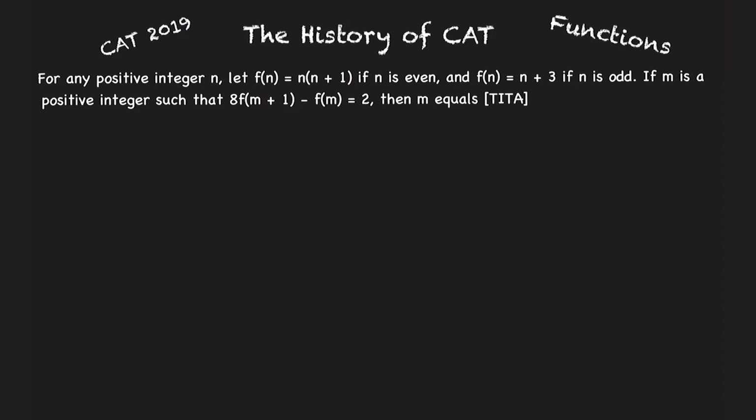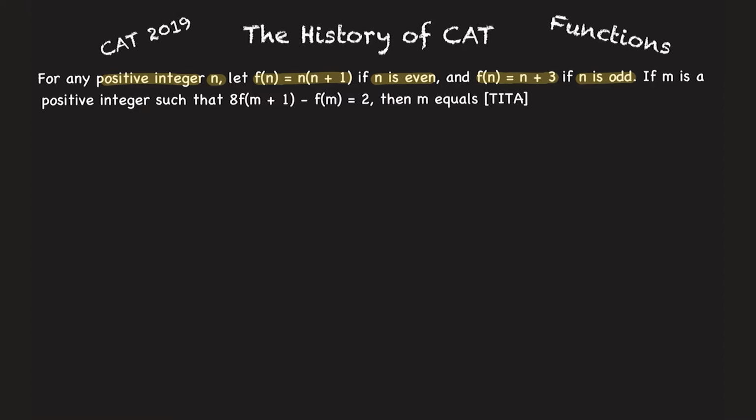So let's start. For any positive integer n, f of n is equal to n into n plus 1 if n is even, and f of n is equal to n plus 3 if n is odd. So I know two functions. When n is even, which function will I use? When n is odd, which function will I use? So I know both of them.